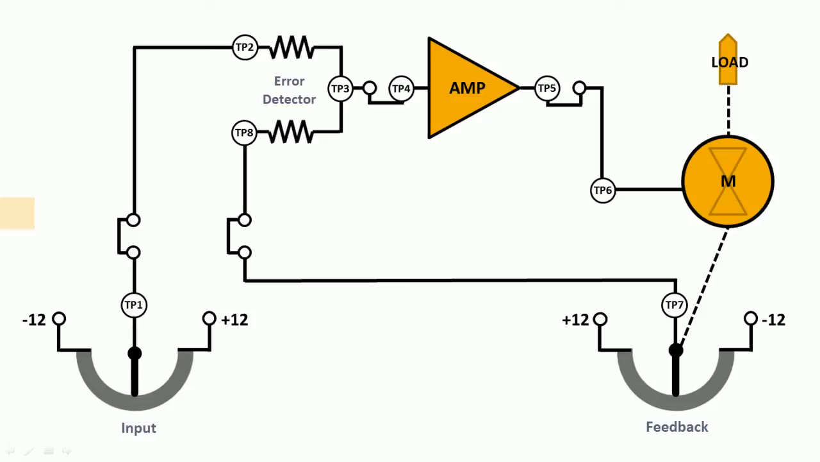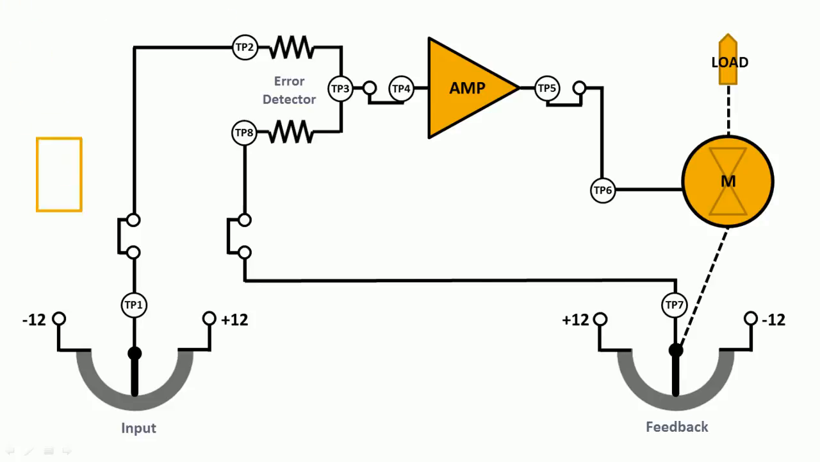A negative 12 volt source is connected to the left side of the potentiometer, and a positive 12 volt source is connected to the right side of the potentiometer. Right now, the wiper is halfway between the positive and negative voltage sources, so the voltage developed across the potentiometer is 0 volts. This 0 volt signal is applied to TP2.